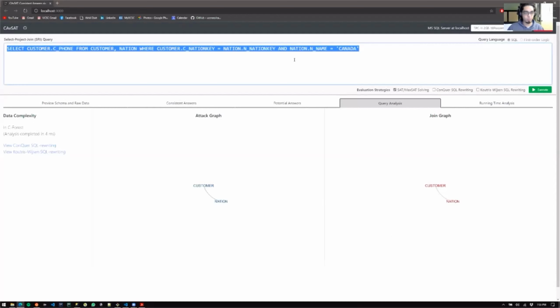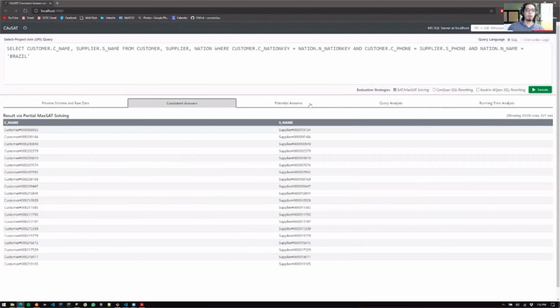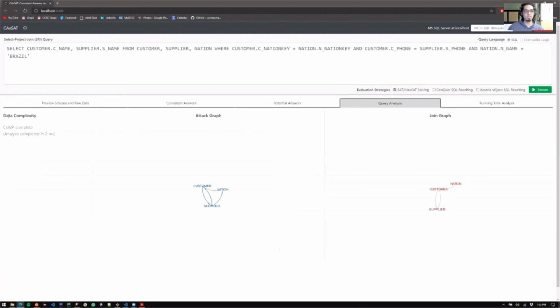This is a slightly complex query that asks for the names of the customers from Brazil, such that those customers are also themselves the suppliers to some other customers. If you execute this query, you get a set of customers. These customers are also suppliers. And if you look at the query analysis, you see the data complexity of computing consistent answers to this query is in fact co-NP complete.